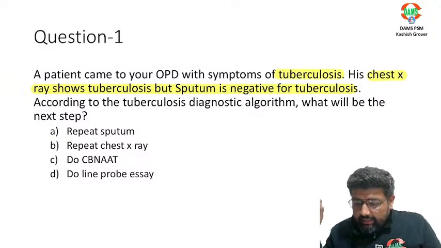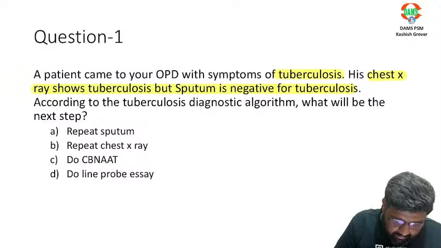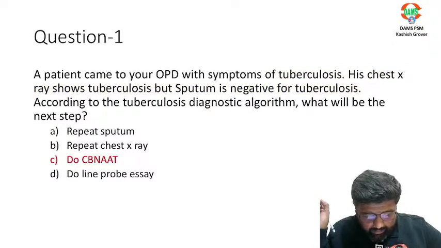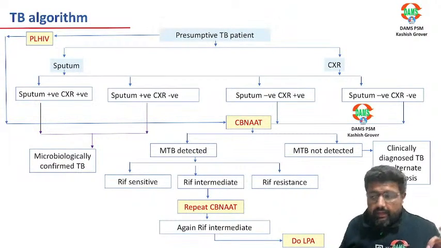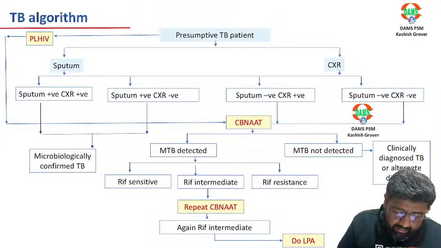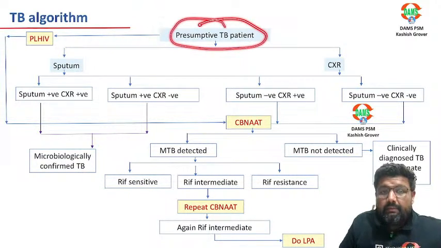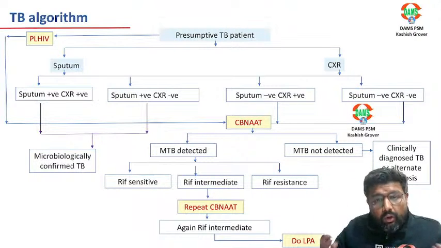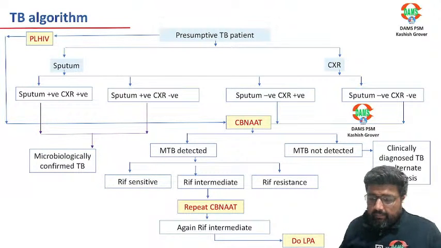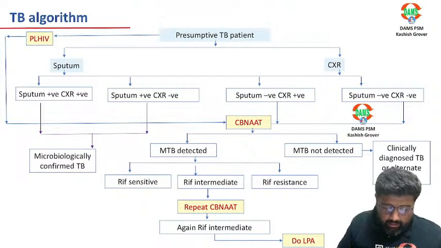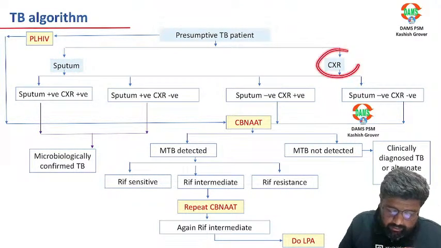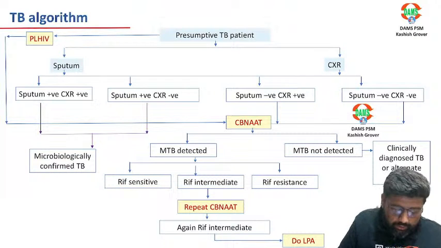According to the recent guidelines, the correct answer is CB-NAT. Very good everyone. Now quickly let us revise all the guidelines. If you have a presumptive TB patient, what is a presumptive TB patient? A patient who is not confirmed yet, but all the signs and symptoms belong to TB, right? Correct? Now, if you have a presumptive TB patient, you ask to get one sputum and one chest X-ray done.